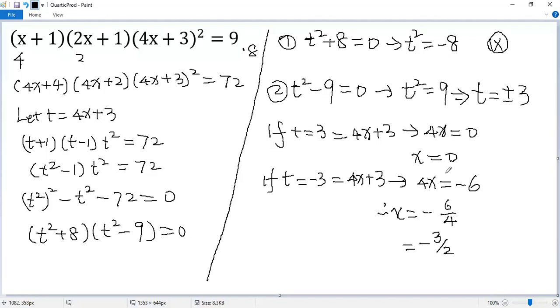So we get two solutions for the given equation. One is x equals 0. The other is x equals negative 3 over 2.